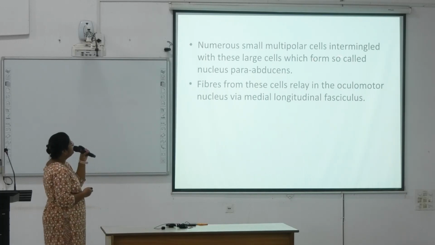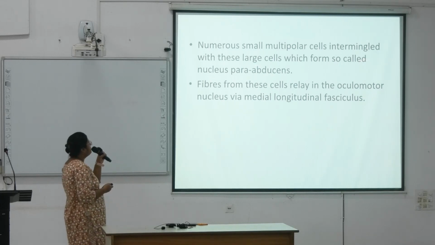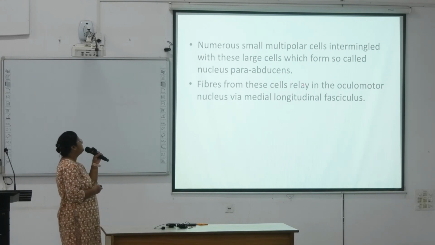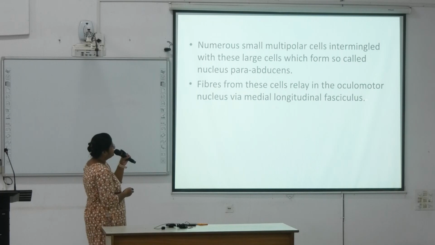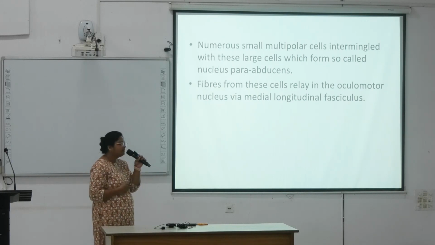Numerous small multipolar cells are intermingled with these large cells, which form the so-called nucleus paraabducens, and fibers from these cells relay in the oculomotor nucleus via the medial longitudinal fasciculus. The main important nucleus is the previous one.